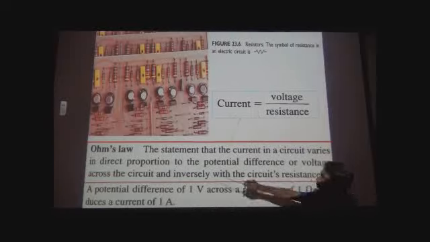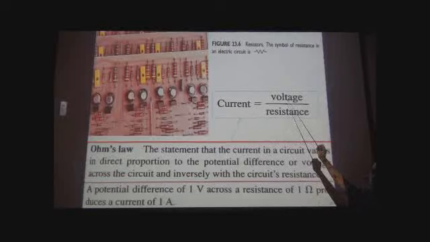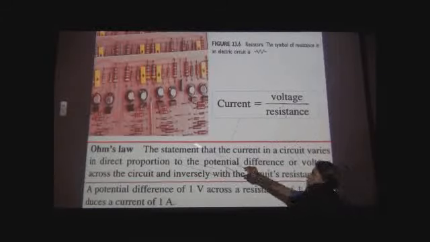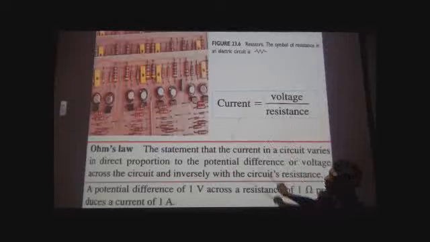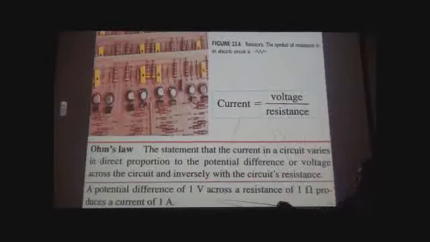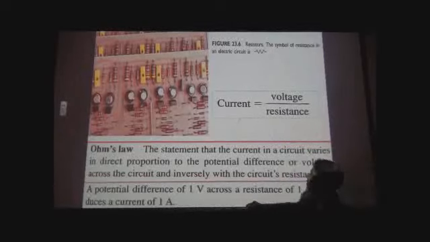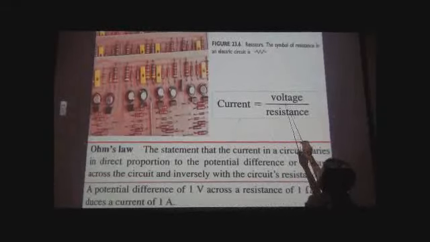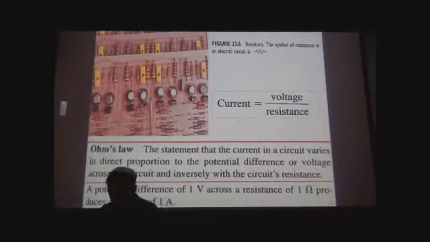Okay? So Ohm's law basically states that the current is equal to the voltage divided by the resistance. That's all Ohm's law is. If I increase the voltage, the current goes up. If I decrease the resistance, the current goes up. So a potential difference of 1 volt across a resistance of 1 ohm will give us a current of 1 ampere. So 1 volt divided by 1 ohm, 1 by 1, gives me 1 ampere. That's the definition of ampere.